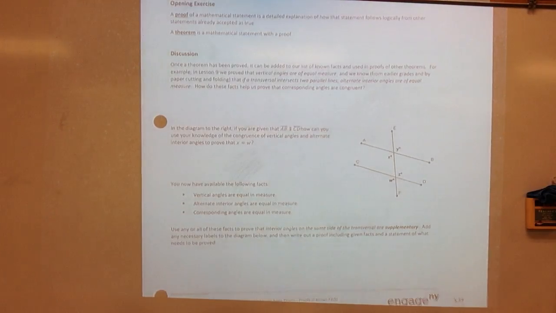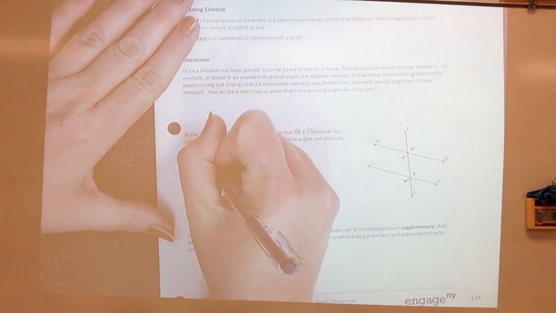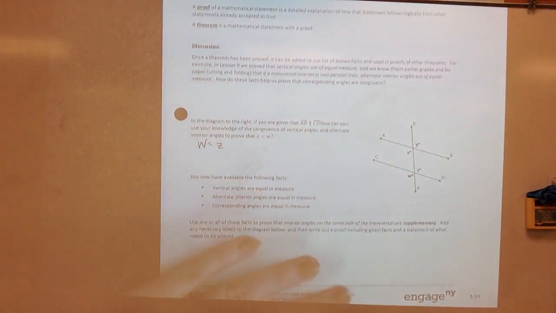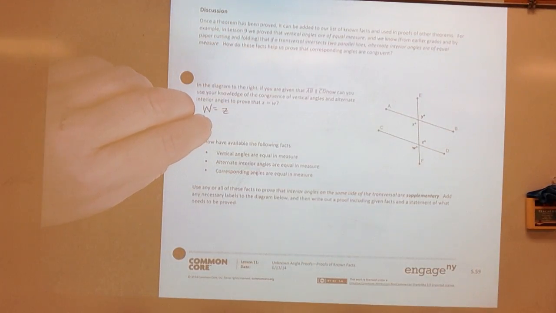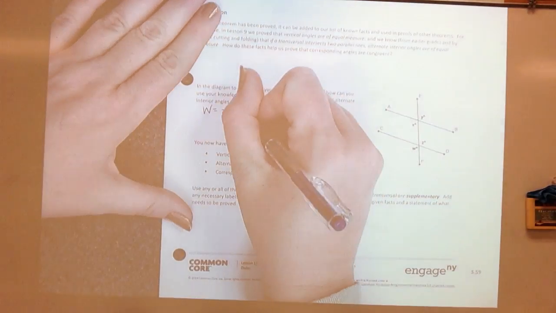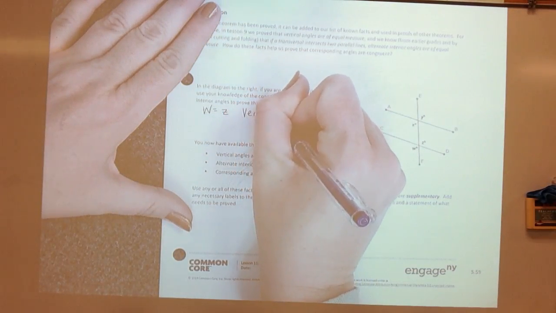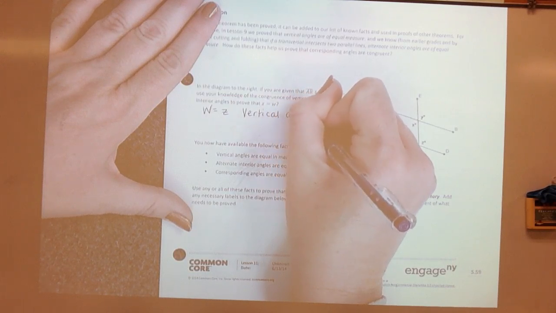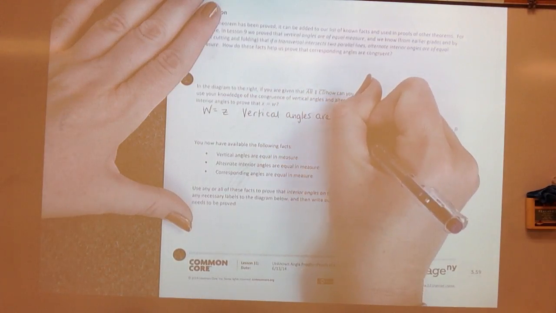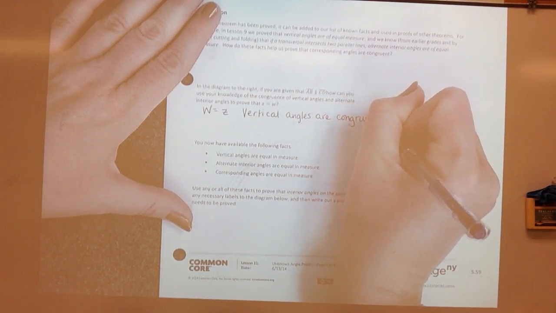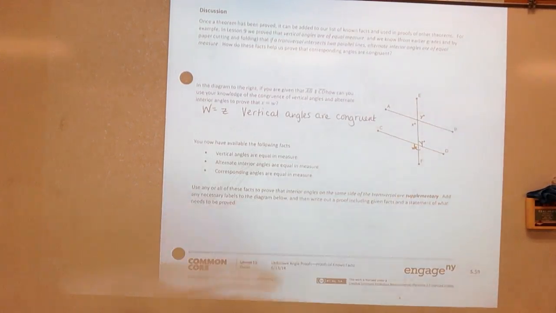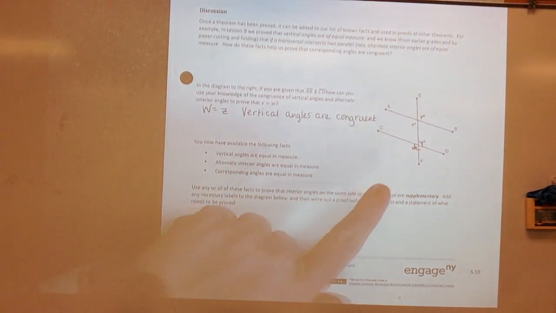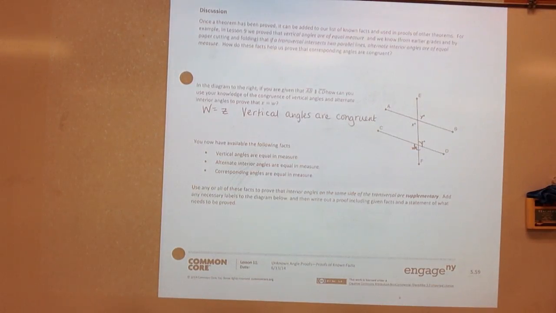So what do I know? I know that W is equal to Z. Why do I know that W is equal to Z? Because they are vertical angles. Alright, vertical angles are congruent. Alright, so now I've proven that W is congruent to Z. So now that I've proven W and Z are equal, what do I know about X and W?